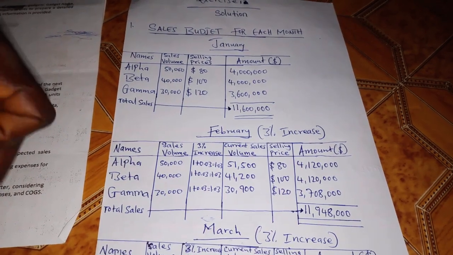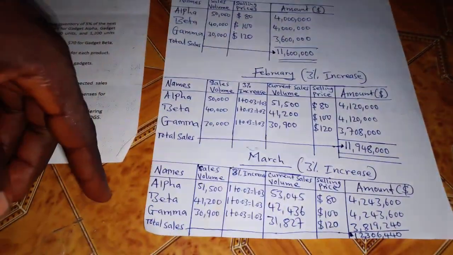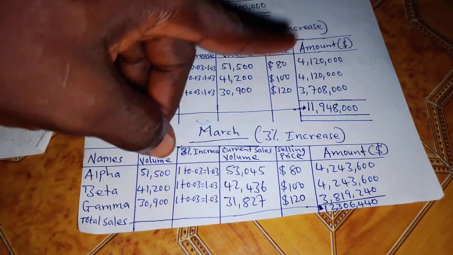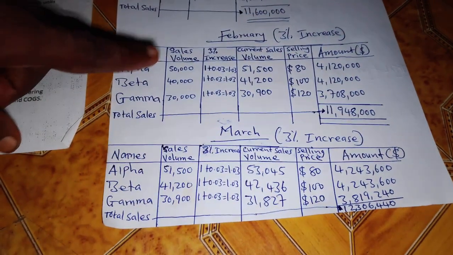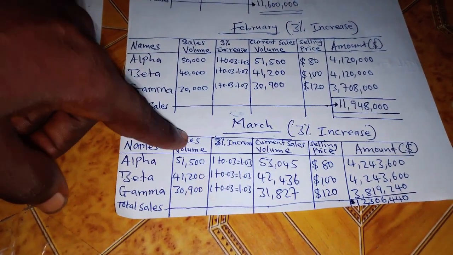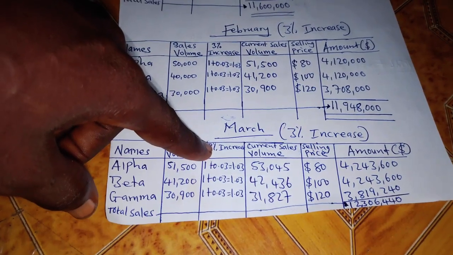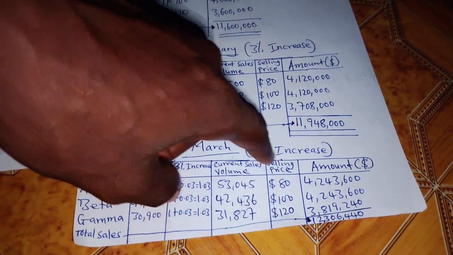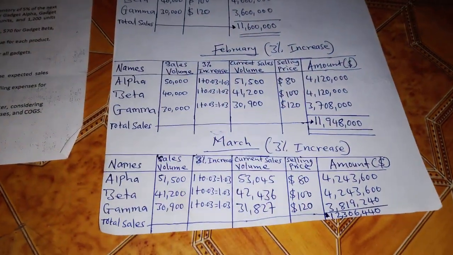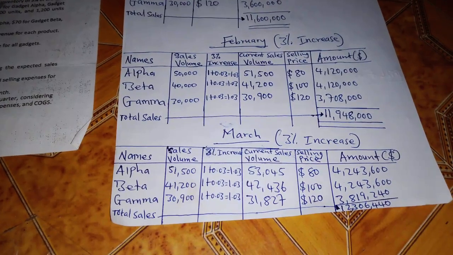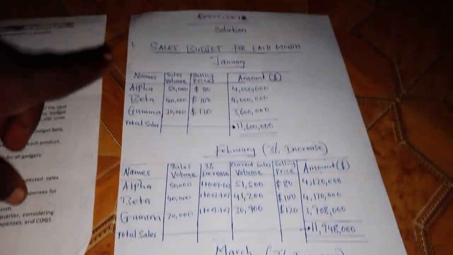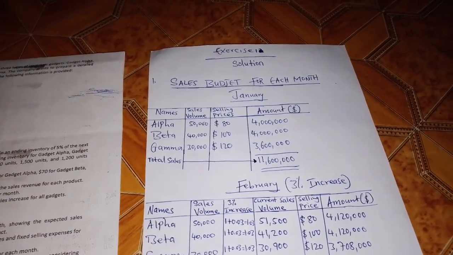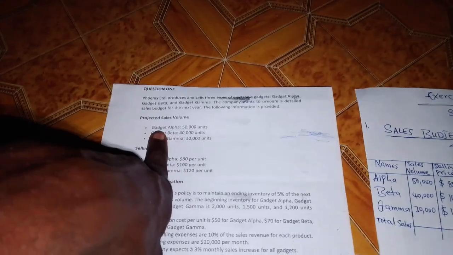Then for the other month again, that is for March. In March, there is also an increase of 3% again. We indicate the name, the sales volume, the 3% increase, the current sales volume, the selling price, and the amount column. But remember, when we calculate for January, we use the sales volume in the question, that is the projected sales volume in the question.